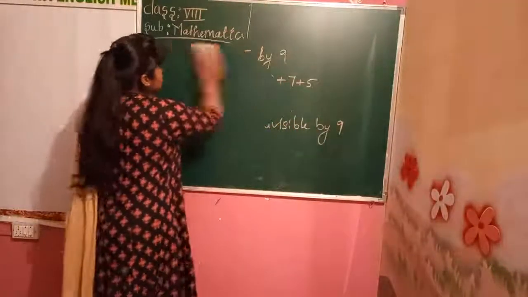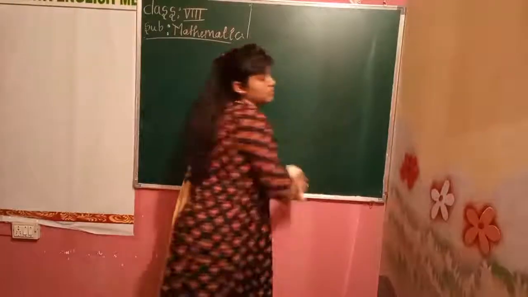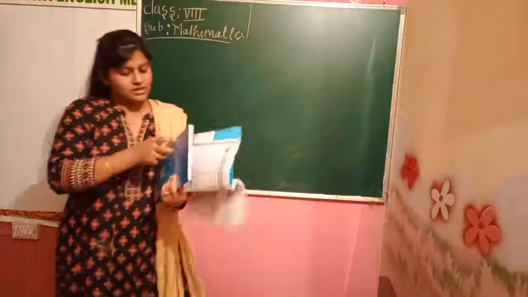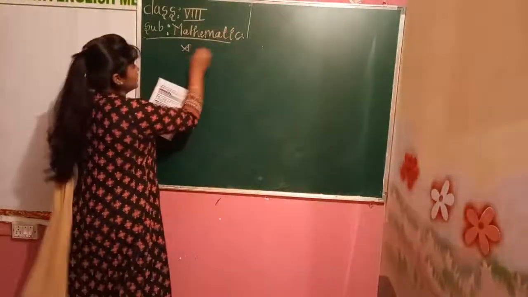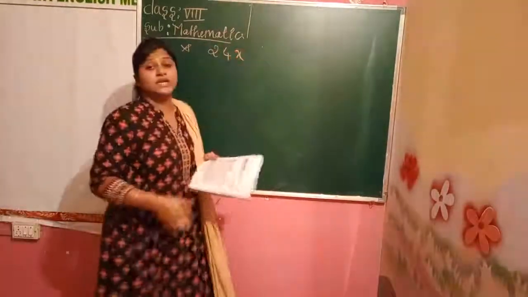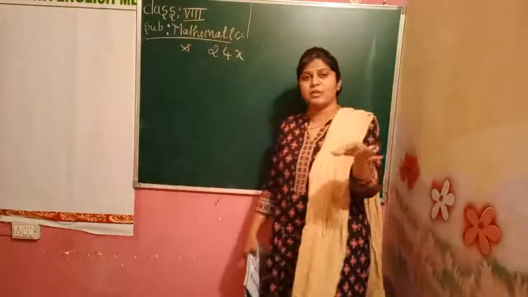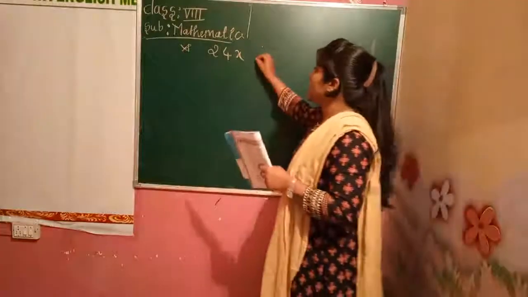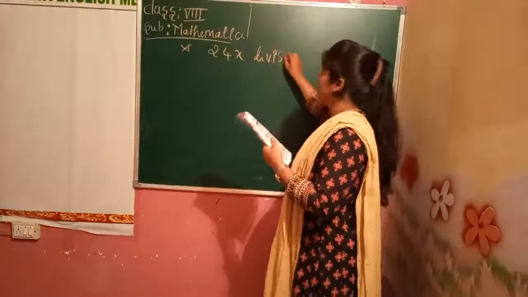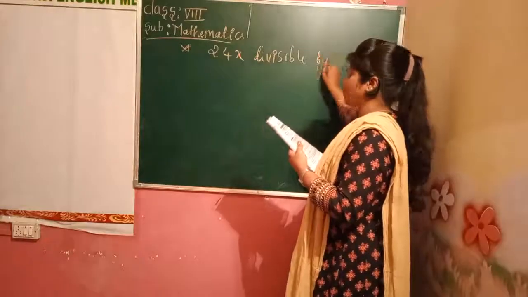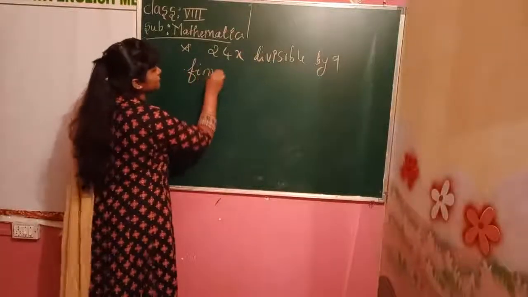In your book, they have given this. We'll solve those examples only because it will help us. We have to check divisibility by 9 or not, and after that they are telling us to find the value of x.